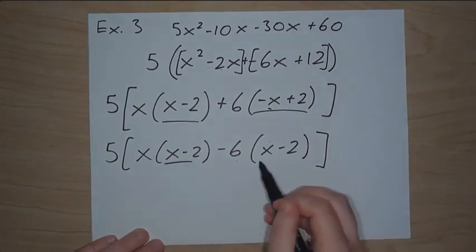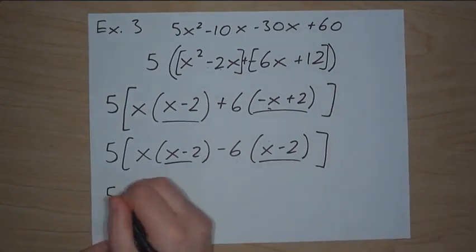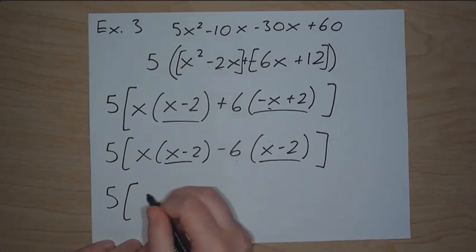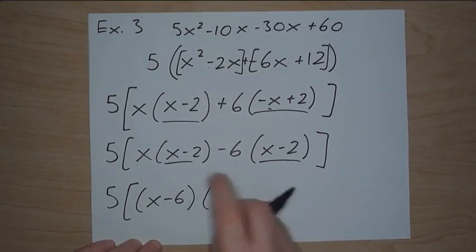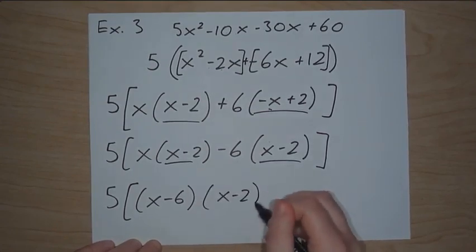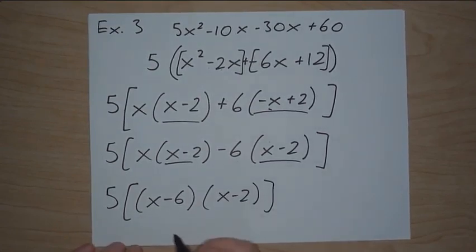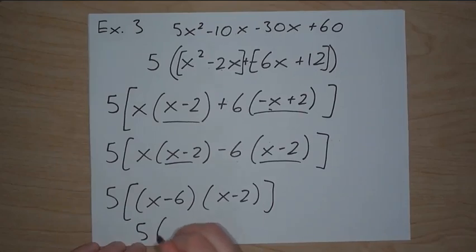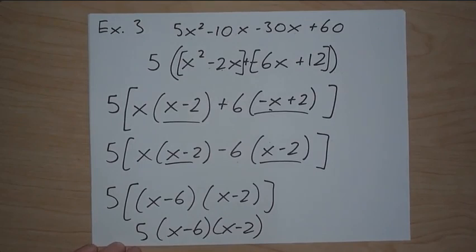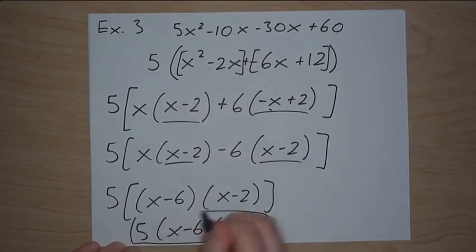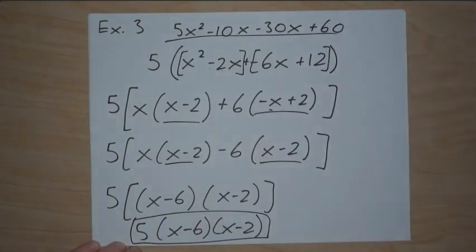So now that these are the same, we can rewrite this as 5 times x minus 6 times x minus 2, which is just the same thing as 5 times x minus 6 times x minus 2. These are the same thing as we can write it. And this is the factored form of this polynomial right there.